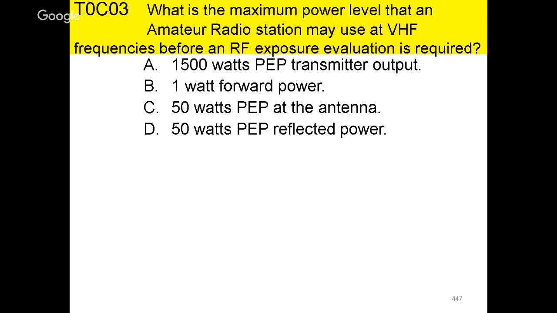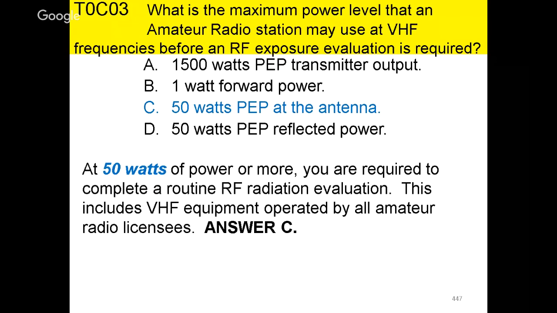Oh boy. Well, the answer to this is 50 watts PEP at the antenna. And of course, again, that depends on where the antenna is located. Your answer is C. You're required to complete a routine RF radiation evaluation. And this includes VHF equipment operated by all amateur radio licensees.